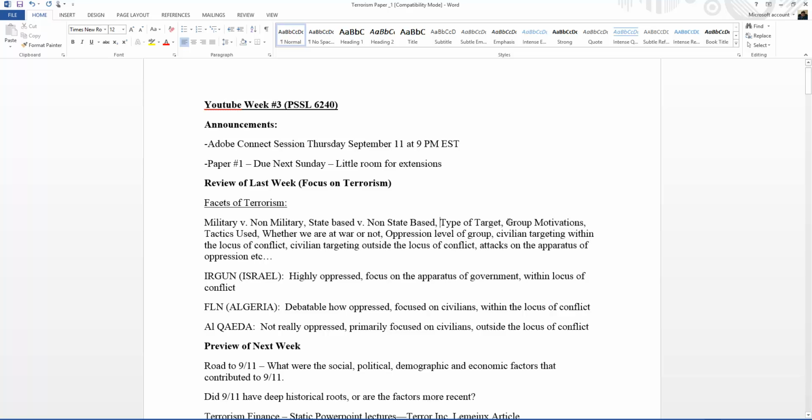Group motivations. If the group is associated with a political movement, it tends to be terrorism. That's why I brought up the Columbine shooting. Most people would say that's not terrorism because of the motivations of those two individuals who committed that attack, while someone like Hasan at Fort Hood had a different, more political motivation. That's something that could, again, strengthen your argument.